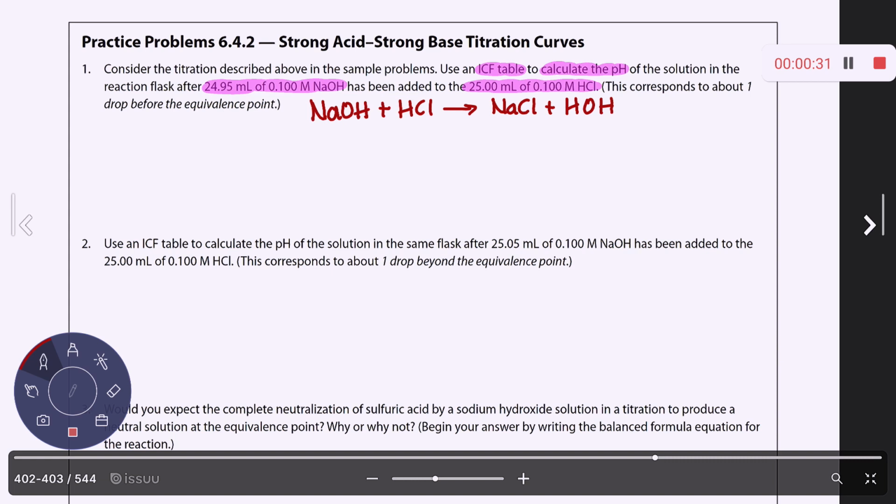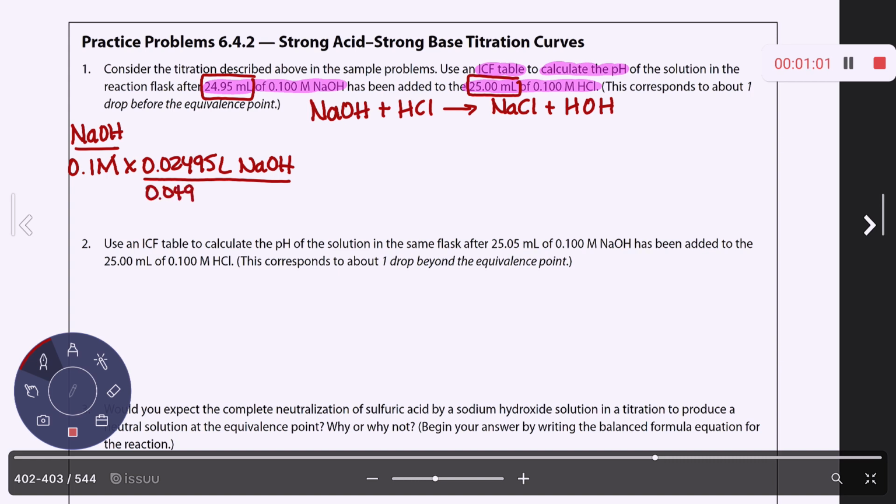And then for the NaOH, I've got 0.1 molar times 0.02495 liters of NaOH. And then I'm just figuring out what it is after it's diluted. We've got this volume of NaOH and this volume of HCl. So when you add those two together, you're going to get 49.95, so this is 0.04995 liters of solution.